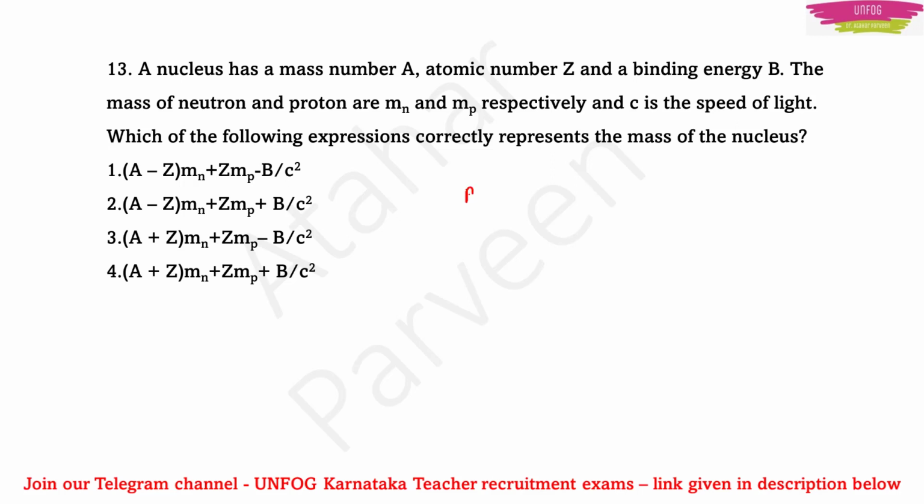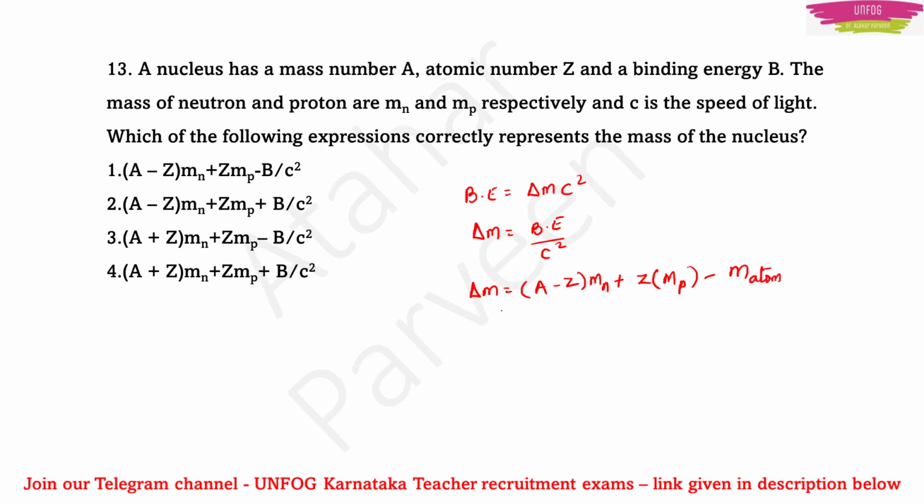See, we know that binding energy is equal to mass defect into c square, right? With this, I can find delta M as binding energy upon c square, right? Now, what is the mass defect formula? Remember, it is something like this: (A minus Z) into Mn plus Z into Mp, the constituents of the atom, minus mass of atom.